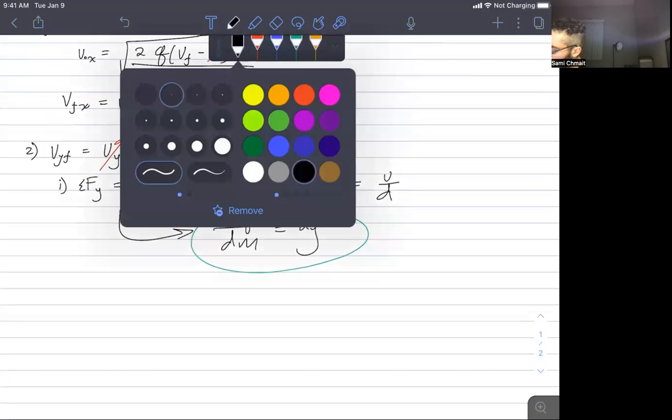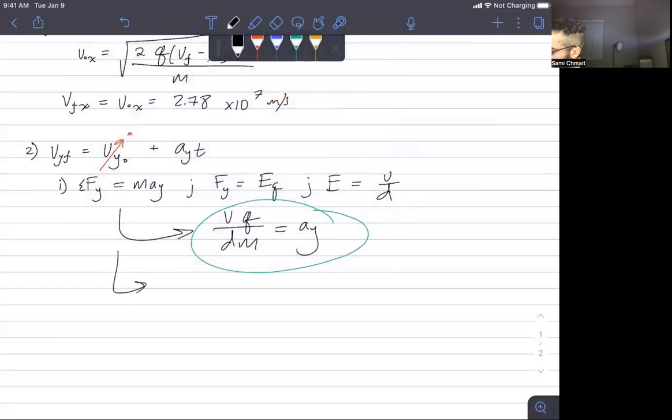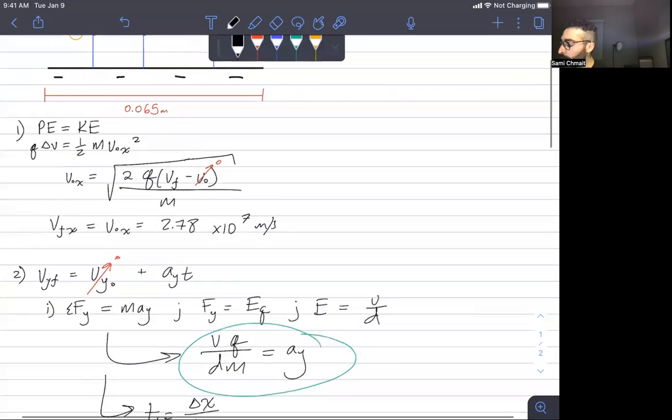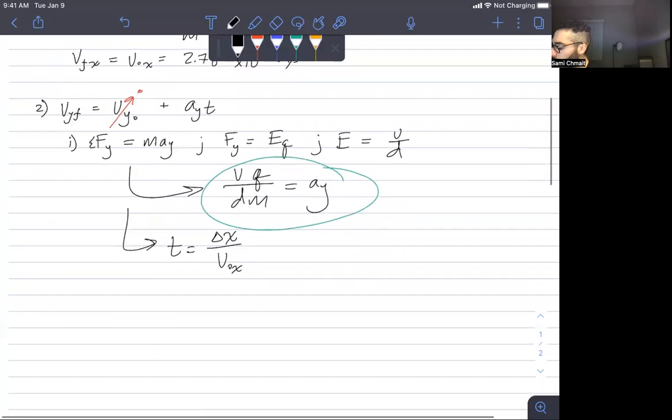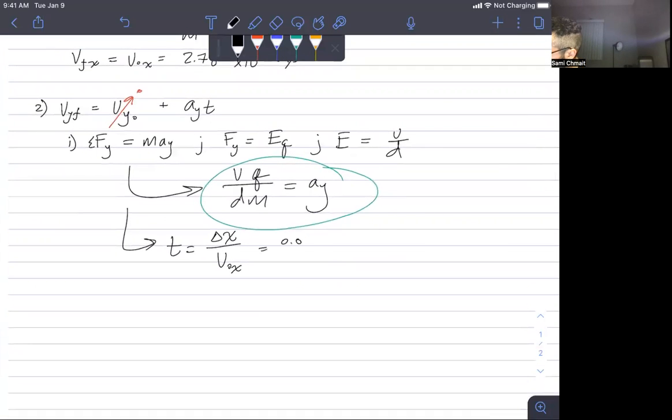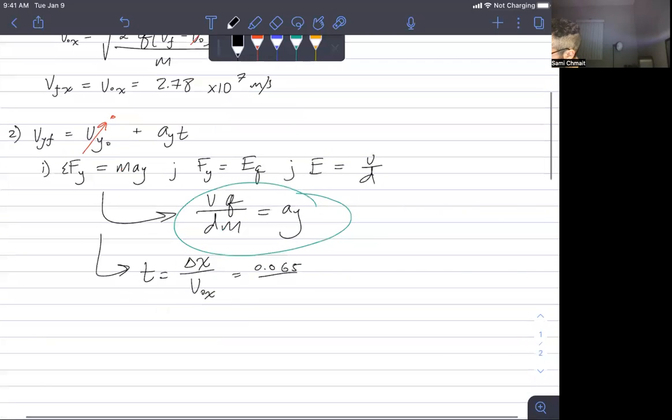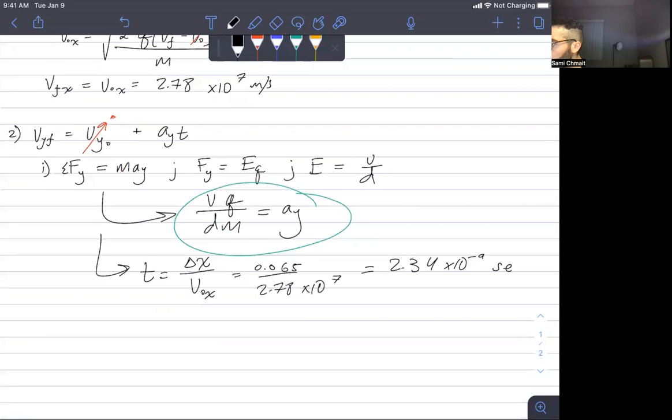And then next is t. So t is equal to the change in position over the velocity it's moving, right? And I'm going to go with the x, but you can also go with the y because they do give you how wide they are. So that's going to be equal to 0.065 divided by that 2.78 times 10 to the 7. And all that comes out to be equal to, let's see what we have here, 2.34 times 10 to the minus 9 seconds.